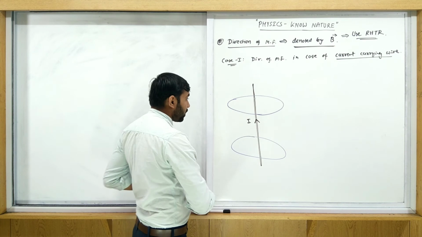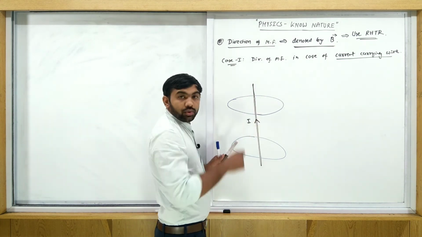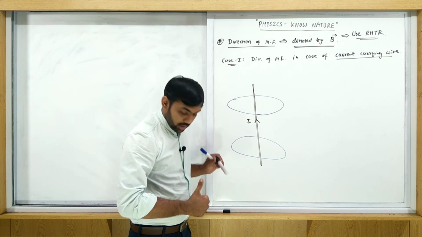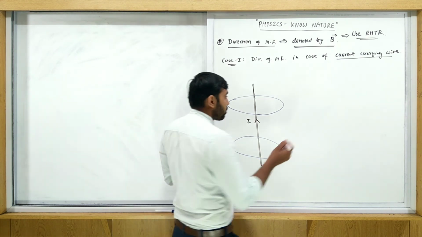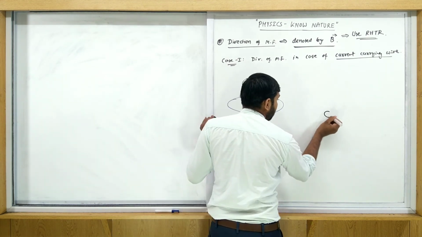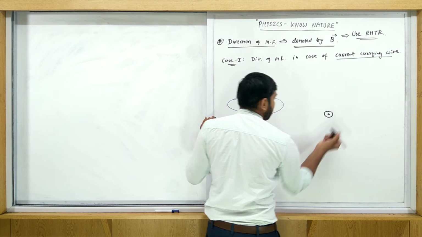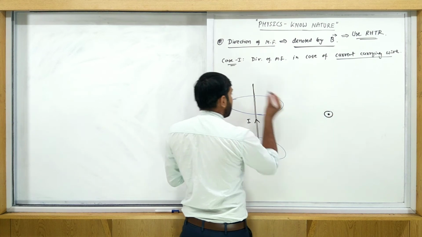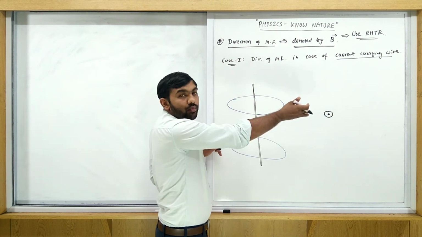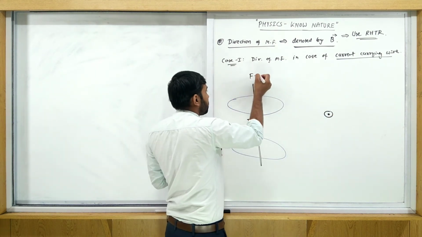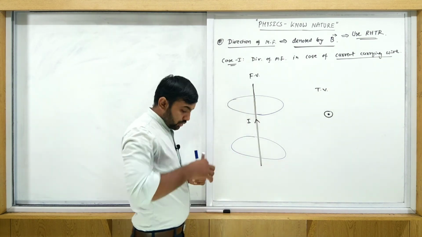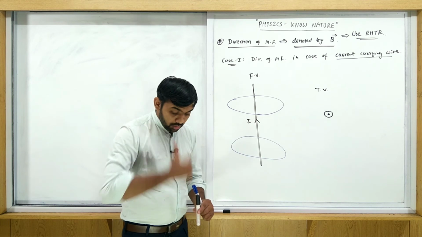Okay, so let's draw the top view. If you see the top view, then current is coming out. If you see from here, current is coming out, so current is drawn in such a way: a circle with a dot. Same figure I am drawing. So that is the front view, and this is the top view. If you see from the top, current is coming out.